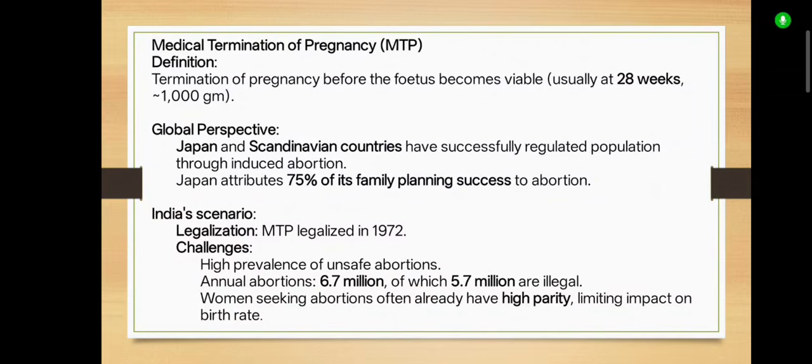Medical termination of pregnancy, or MTP, is termination of pregnancy before the fetus becomes viable, which is usually at 28 weeks and a weight of about 1000 grams. It was legalized in India in 1972. However, unsafe abortions remain a challenge, with millions of illegal abortions occurring annually.